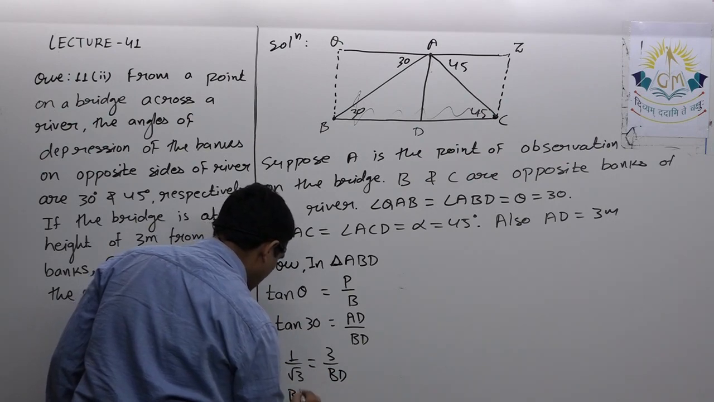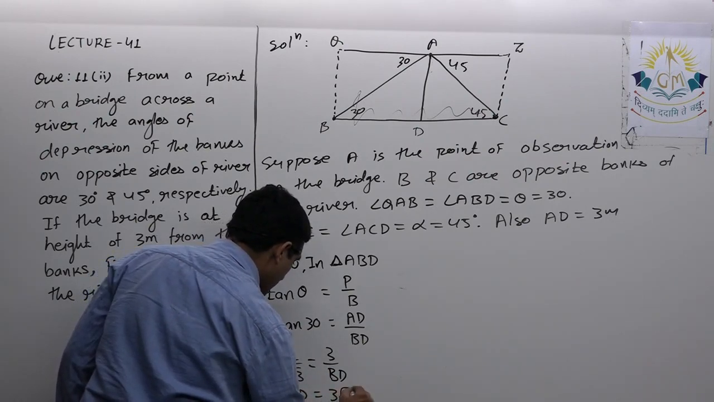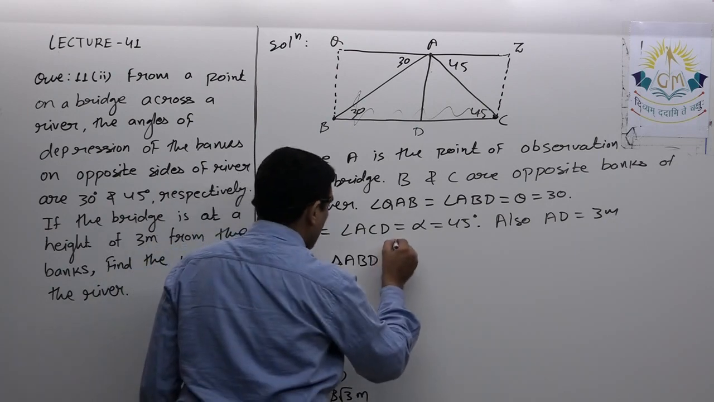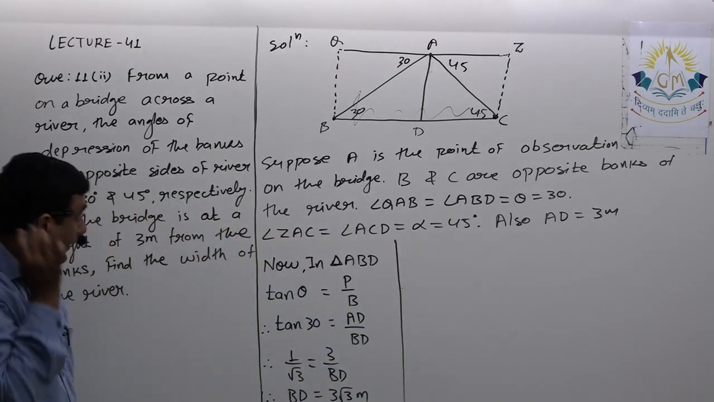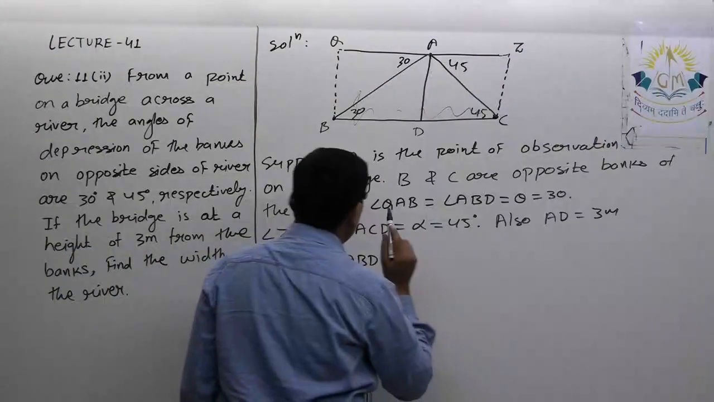Therefore I can say BD is equal to 3 root 3 meters. Okay, so this is BD. Now similarly I will find CD.